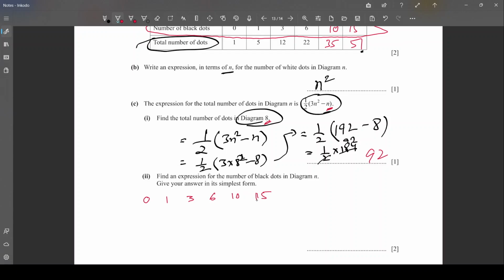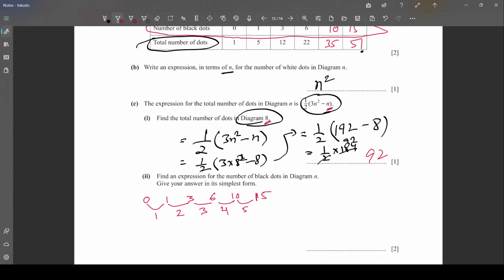This type of question has already been discussed: how to find the nth term when the sequence is quadratic. Here the sequence is quadratic because we are not getting the same common difference in the first row. It is plus 1 over here, plus 2 over here, plus 3 over here, plus 4 here, plus 5.